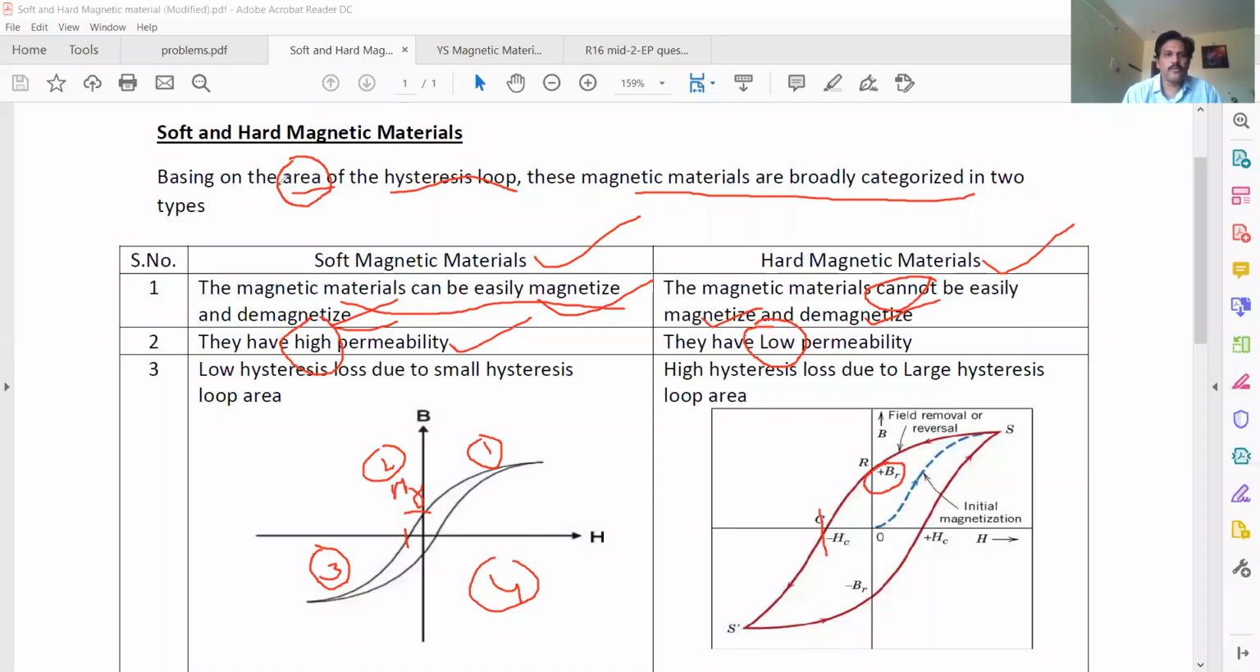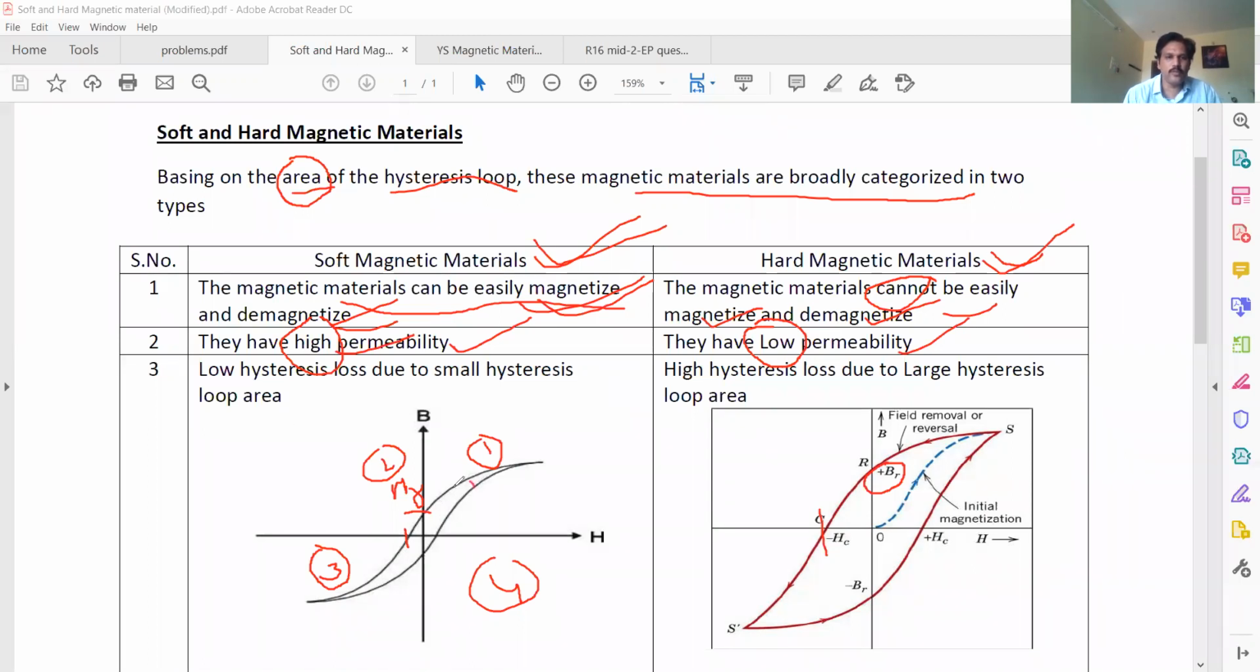Based on the area of the loop, they are classified into two: soft magnetic materials and hard magnetic materials. Soft materials can be easily magnetized and demagnetized. Hard materials cannot be easily magnetized and demagnetized. Soft materials have high permeability; hard materials have low permeability. And the third point is low hysteresis loss due to small hysteresis loop area.